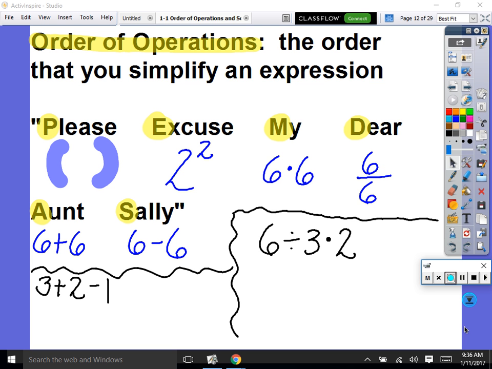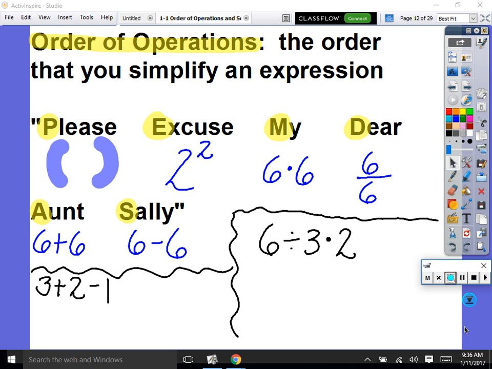Then my dear, that's multiplication and division. Now, even though it says my dear, order doesn't matter for this. Multiplication or division go hand in hand. They're equal in simplification. You can do division first and then multiply, or multiply then division. They're both the same. So parentheses first, then you pick your exponents. You'll go through and multiply or divide anything that's divided or multiplied. So my dear, and then Aunt Sally.